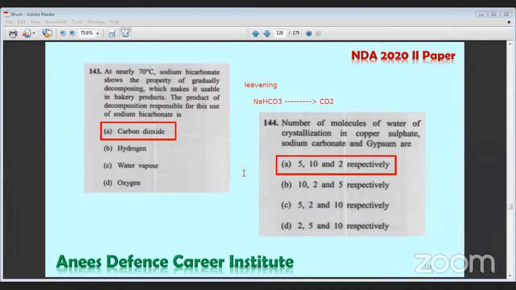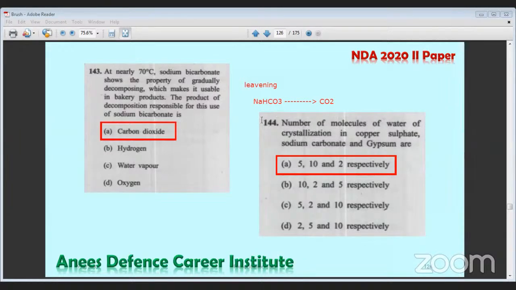CO2 is responsible for this fluffing action. So please remember the answer is CO2, that is carbon dioxide, not the other option. Hydrogen नहीं बनता है खाने में. Remember that. Hydrogen is not produced, oxygen is not produced, water vapor तो absolutely not. So option B, C, D are eliminated. Our answer is option A.